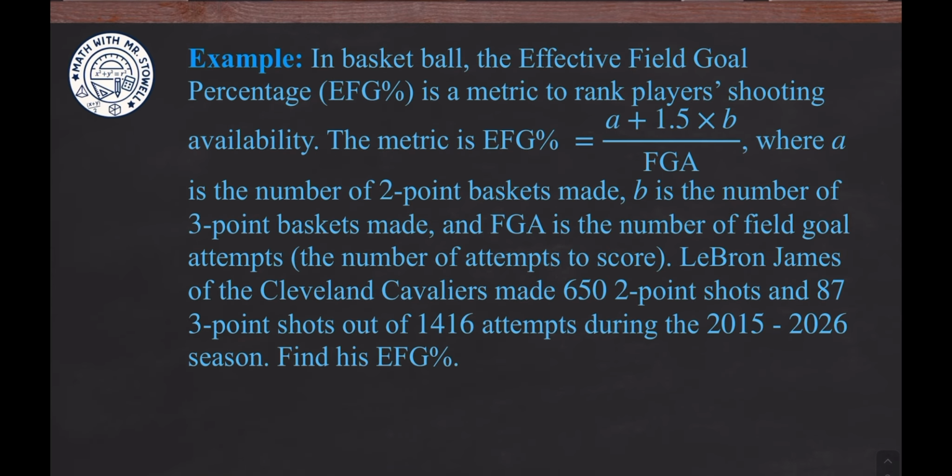Here's another example. In basketball, the effective field goal percent, EFG percent, is a metric to rank players' shooting availability. The metric is EFG percent equals A plus 1.5 times B divided by FGA, where A is the number of 2-point baskets made, B is the number of 3-point baskets made, and FGA is the number of field goal attempts. The number of attempts to be scored. That is what FGA stands for.